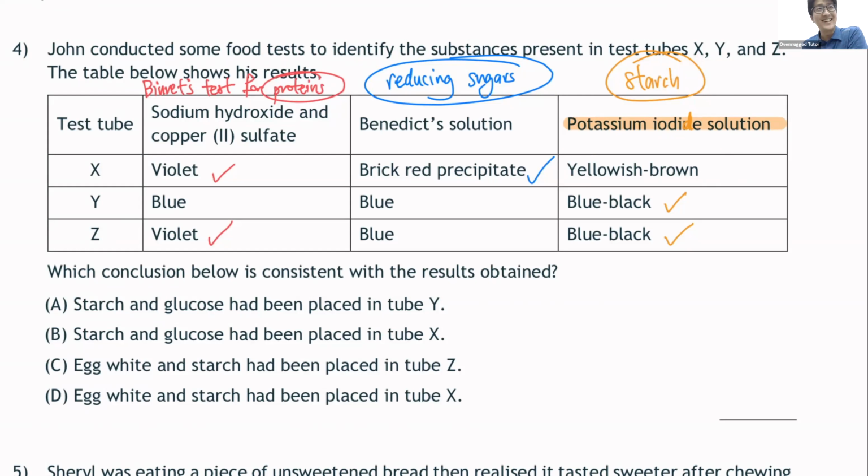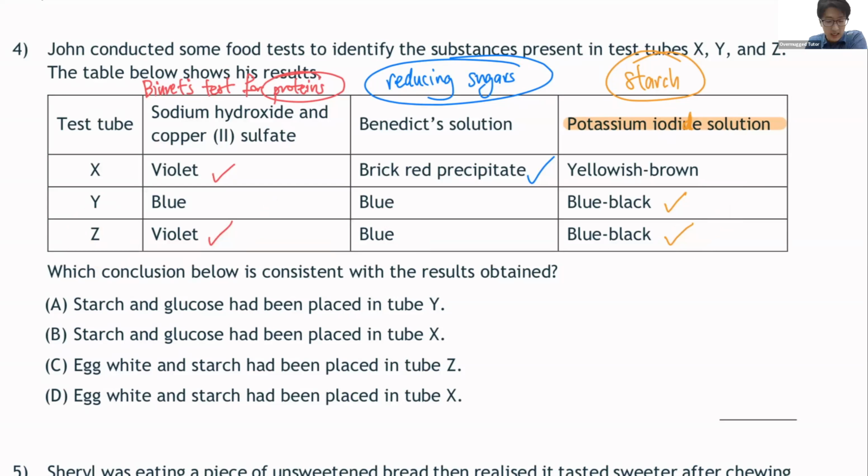Sarah, do you have an answer? C is the answer. Why C? What does egg white have? Protein, that's it. Okay, egg whites contain protein. So our answer is C because in tube Z we have proteins, we have starch. I never say anything about this. That's our answer. Okay, right.